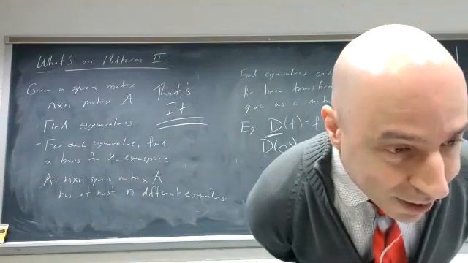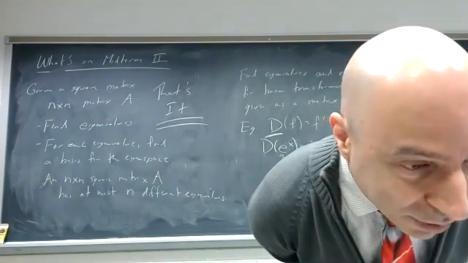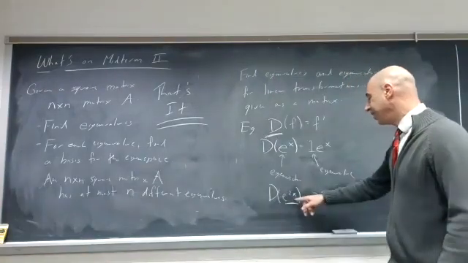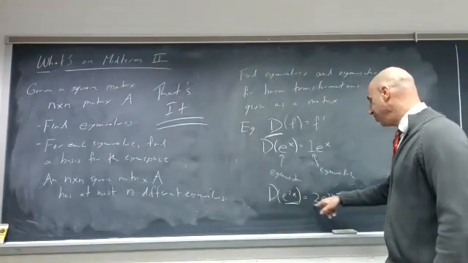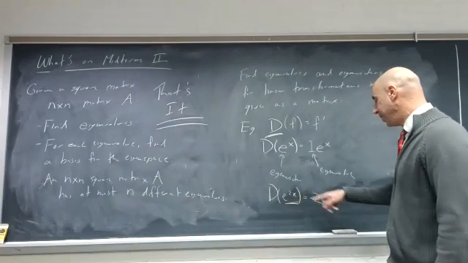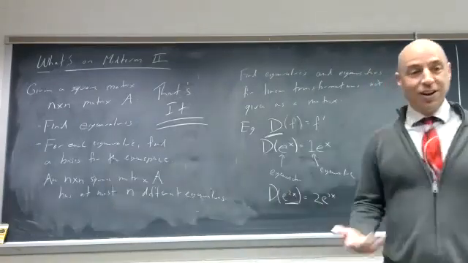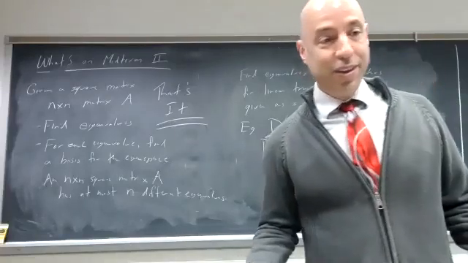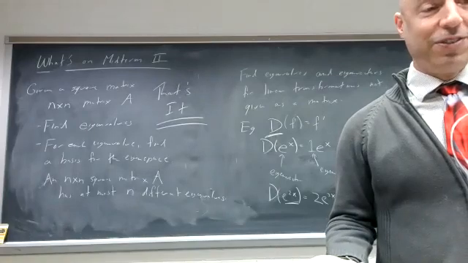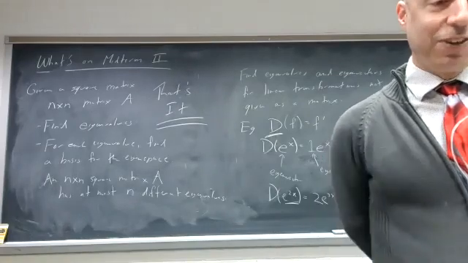Is that last part e to the 2x or e to the 3x? It wouldn't really matter. It's e to the 2x. The derivative of e to the 2x is 2e to the 2x, just using the chain rule. But it would have worked for e to the 3x too. 2, 3, they're both eigenvalues for the derivative operator. Any number is an eigenvalue for the derivative operator.